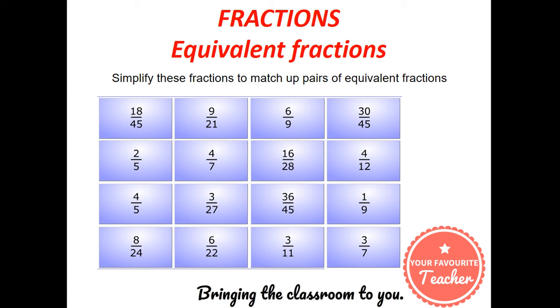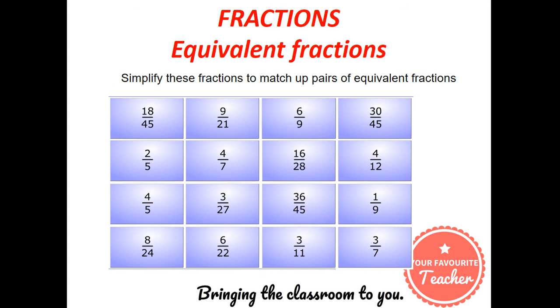Okay, if you're ready to get the answers, here we go. First one, 18 over 45 can be represented as 2 over 5. 9 over 21 is the same thing as 3 over 7. 30 over 45 is the same fraction as 6 over 9.